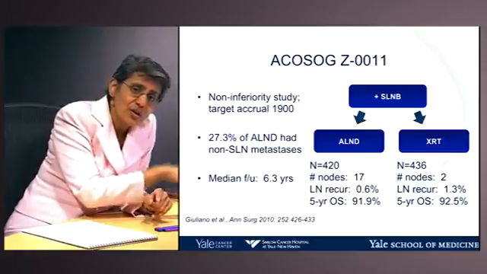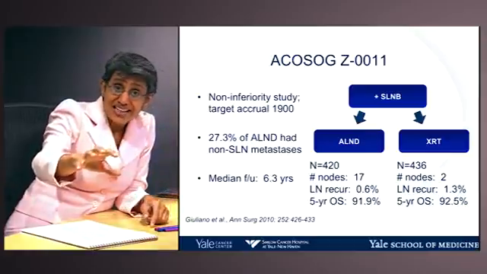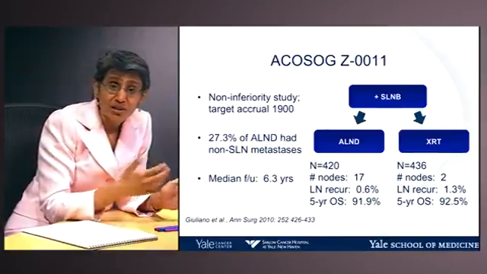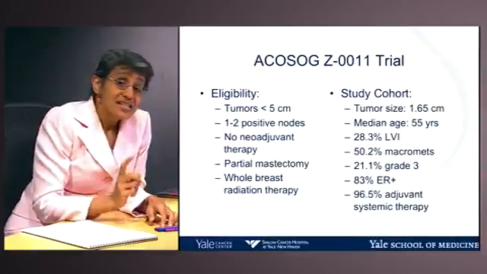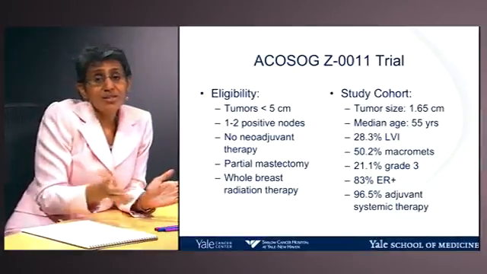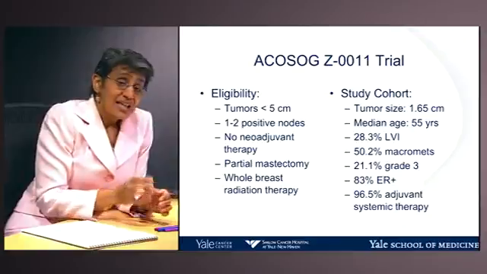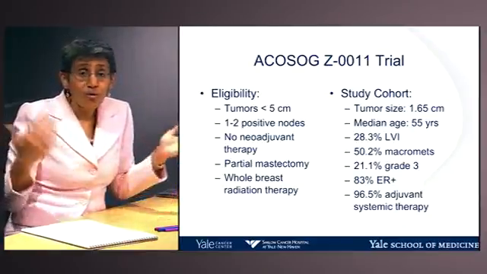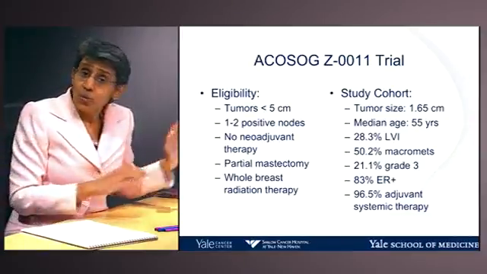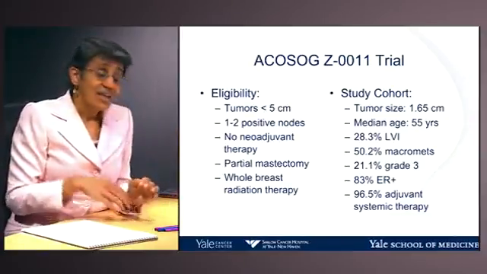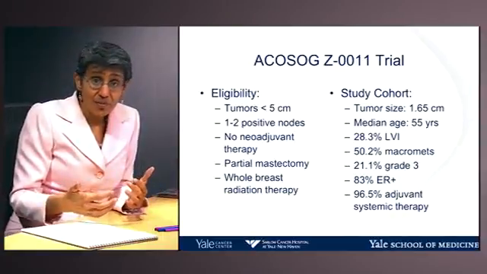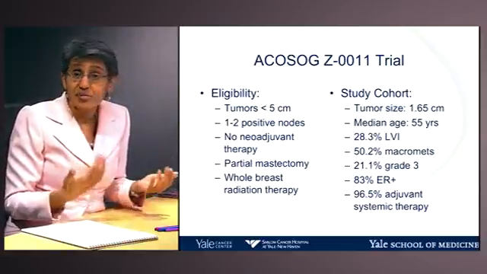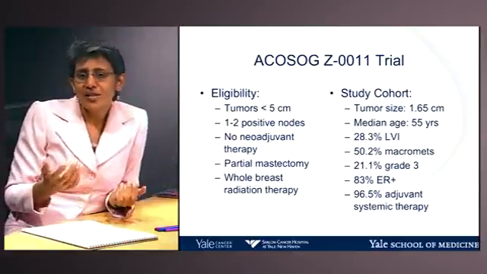Now, anytime you try to apply clinical trial data to your practice, it's important that you keep in mind which were the patients who were included in the trial. The Z11 trial only included people who had tumors less than 5 centimeters. They only could have 1 to 2 positive nodes. So patients who have 3 or 4 or 5 positive sentinel lymph nodes were not included in this trial. They could not have neoadjuvant chemotherapy, so chemotherapy prior to surgery, and all of them had a partial mastectomy with whole breast radiation. So what does this mean?